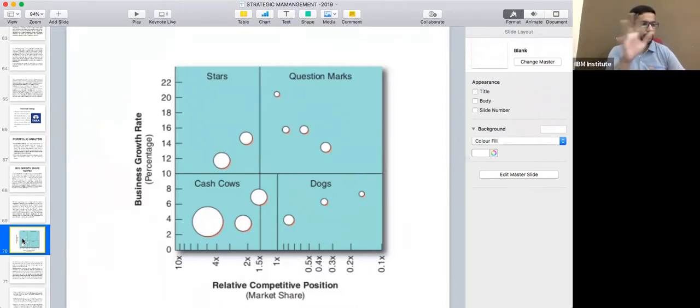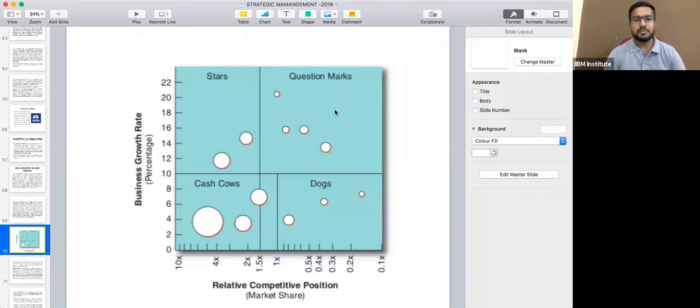These four quadrants, as you can see on my screen, are separated by lines. On the x-axis, we have competitive position. On the y-axis, we have business growth, or growth percentage. Now we'll start with the question mark first of all.